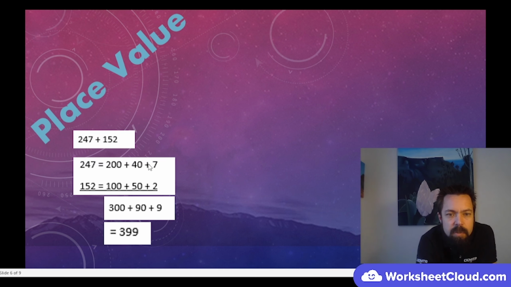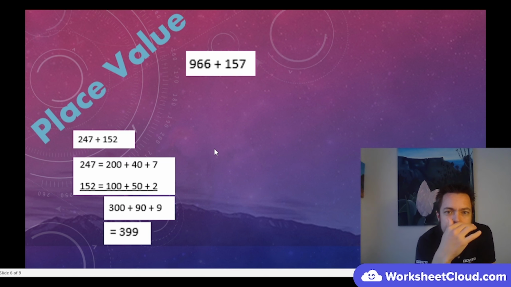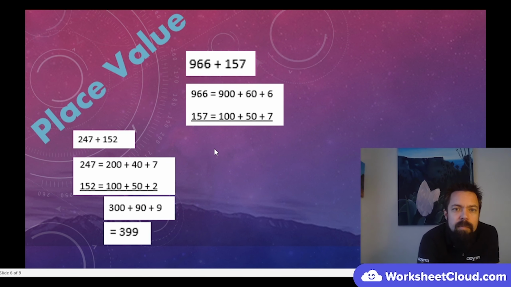Because in each case we got a number that fitted into its slot at the bottom, and by that I mean our units column can only have 1 character or 1 digit, our tens column must have 2, our hundreds column must have 3. So let's look at an example where that isn't the case. All right, so 966, if we break it up, is 900 plus 60 plus 6. 157 is 100 plus 50 plus 7.